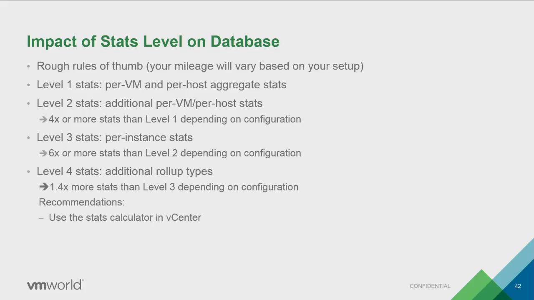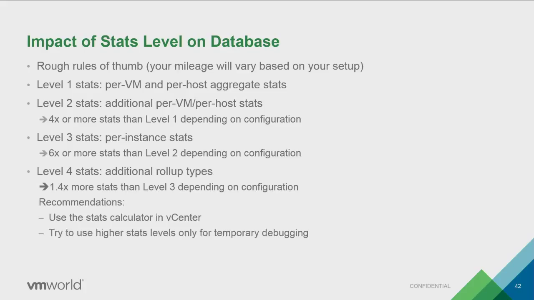So what I recommend is we have the stats calculator within the vCenter UI. You can use that to estimate how much disk space you're going to need. That doesn't talk much about I/O. That's what I'm showing you here. All of the previous I/O charts that I've shown you have all been with stats level 1. Now you can look at something like this and guess, okay, my stats partition will be this much higher if I change it to level 2, 3, and 4. So that gives you some insight there.